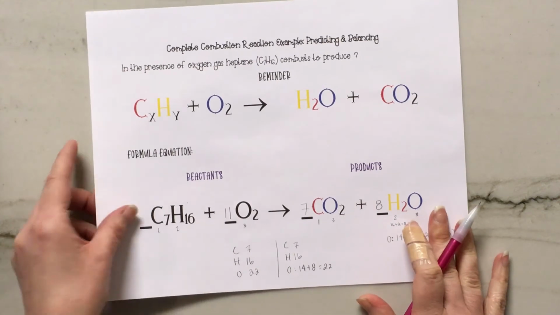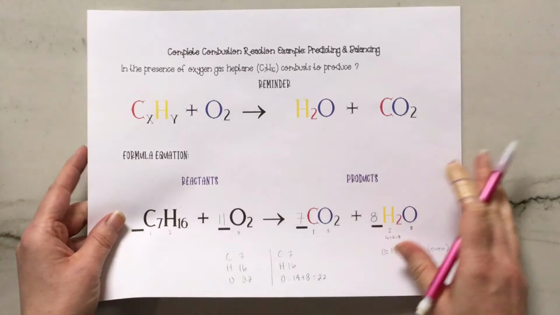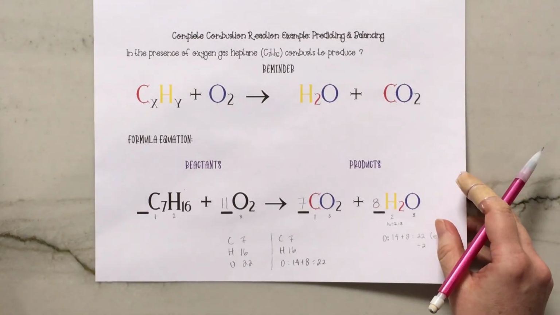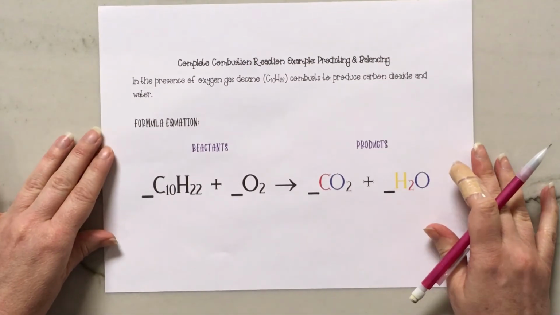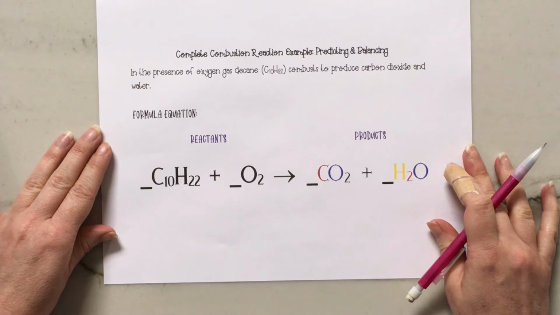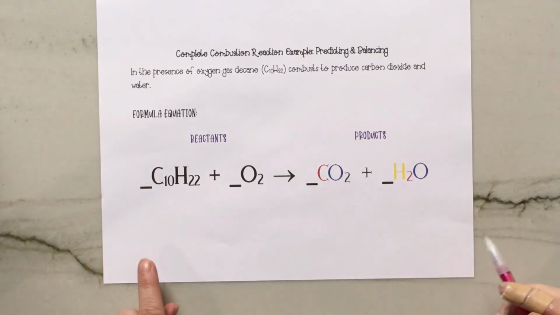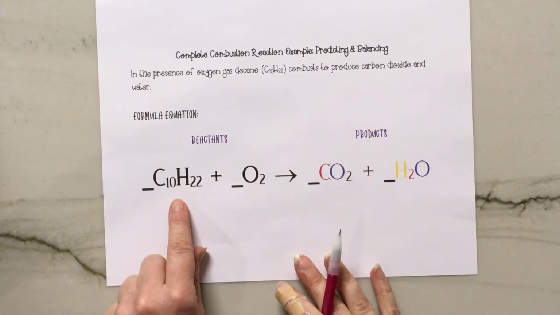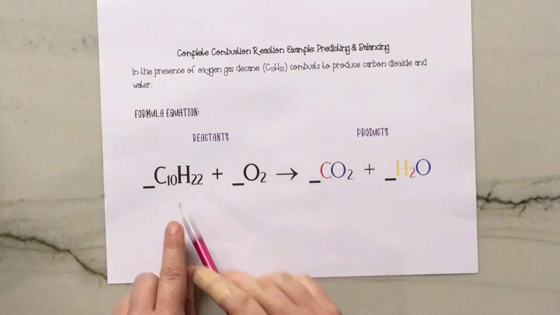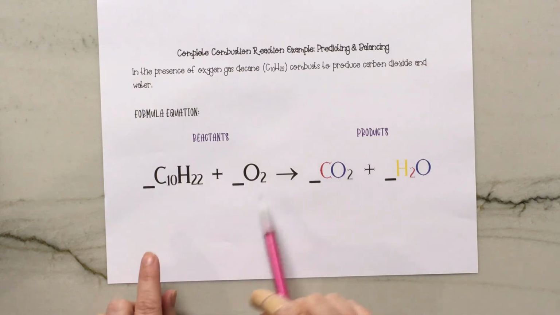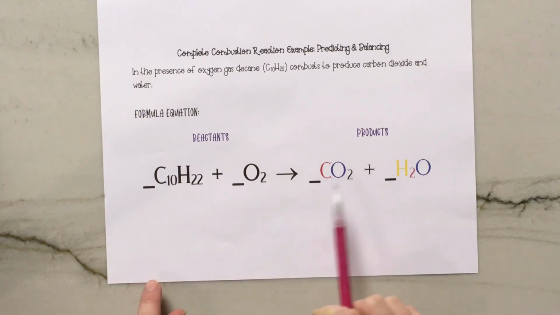So my next example is going to be an odd number of oxygens. So I want to show you how to solve for that. So my second example is with decane. So if we have, same situation here, we have our carbon and our hydrogens, our hydrocarbon here, and we have our oxygen gas, and our products are simply carbon dioxide and water. So let's follow the same steps that we did before.